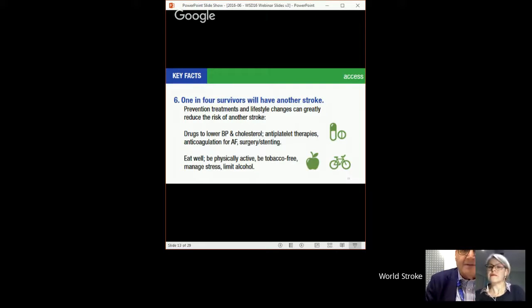So preventative treatments, secondary prevention after stroke, drugs to lower blood pressure and cholesterol, antiplatelet therapies such as aspirin, clopidogrel, dipyridamole, anticoagulation for atrial fibrillation. We've seen massive advances in this area using the novel or direct oral anticoagulants such as apixaban, edoxaban, rivaroxaban, and dabigatran can dramatically lower rates of further stroke and are substantially better than the standard anti-clotting drug warfarin, although we still use warfarin in some parts of the world. We also know that surgery and even stenting of arteries, ballooning up of arteries, have important roles in stroke prevention.